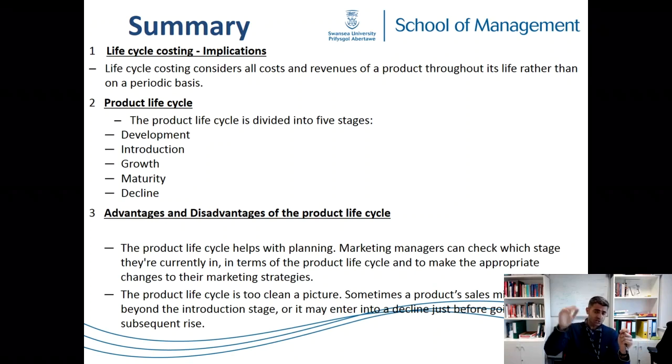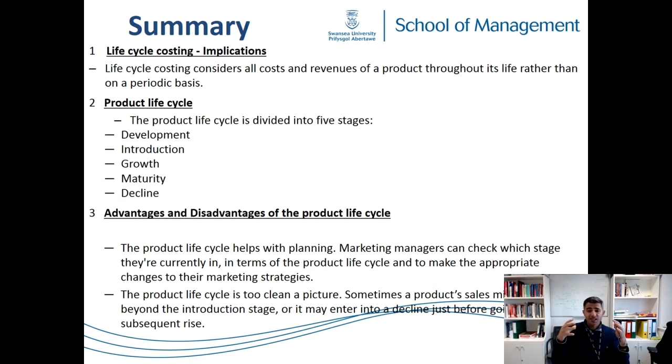Some products might reach growth, and after that decline straight away. There are a lot of products like this. They decline straight away, so they will not reach the maturity stage. So think in theory but not in practice. It's not always the case to go through the five stages.